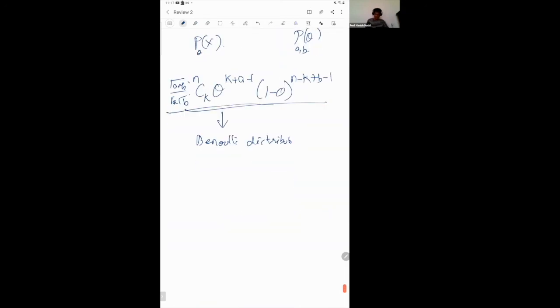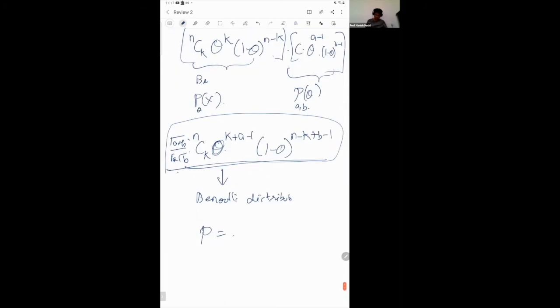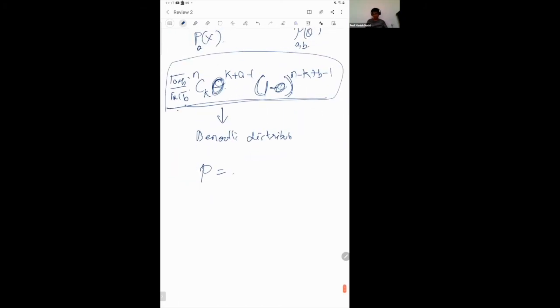And you can see that this is just a distribution on theta, but now you have the parameters updated. So now you have theta, 1 minus theta, and p remains the same, but now it's theta to the a plus k, n minus k.